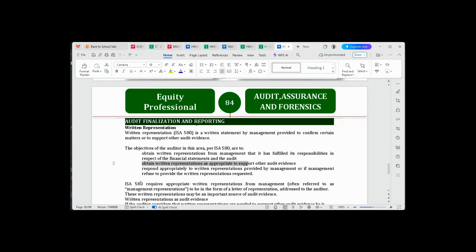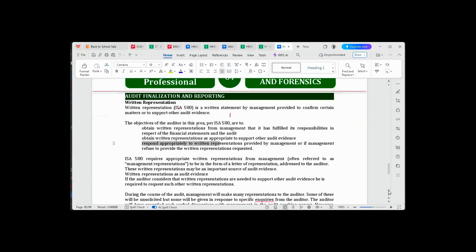Number three, respond appropriately to representations provided by management, or if management does not provide them. What this means is that sometimes management might be obliged to provide responses, and sometimes they might not feel the need to provide responses. But what the auditor needs to do is to ensure that you request for this information.